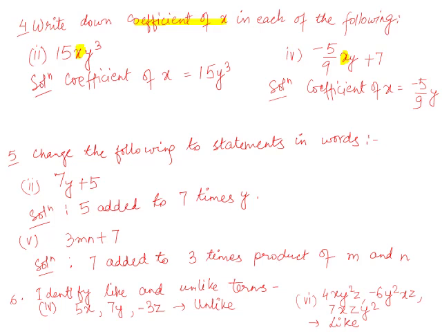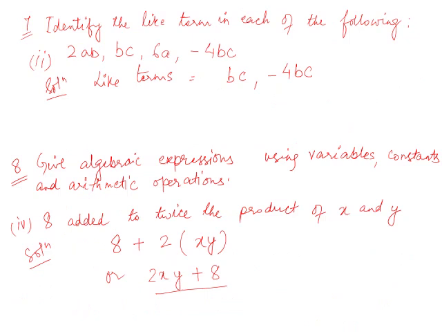Sixth part, 4xy square z minus 6y square xz, 7xzy square. Many of you will think, oh, all of them are different. No, please be careful here. So can you see x everywhere? X, x, x. Y square, y square, y square. Z, z, z. They have just changed the order to confuse you. So all of them have the same variables. So they are like terms.